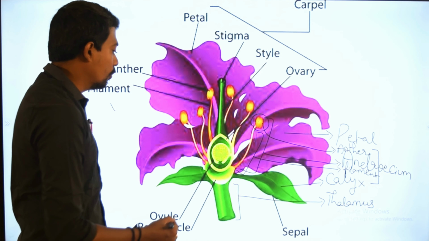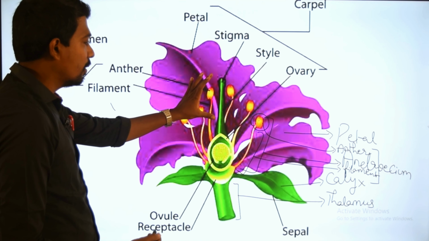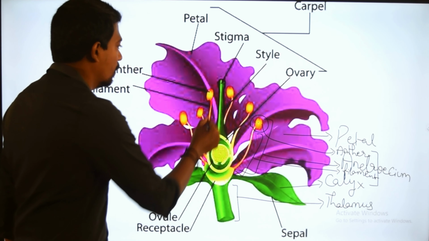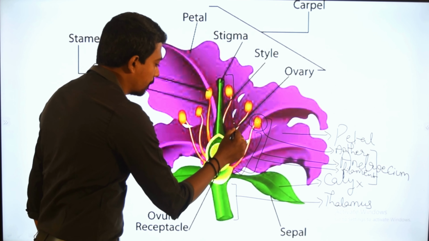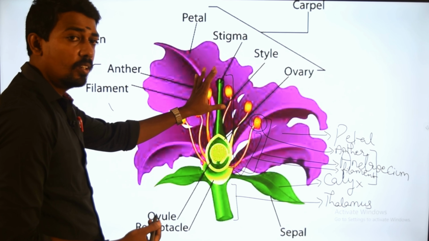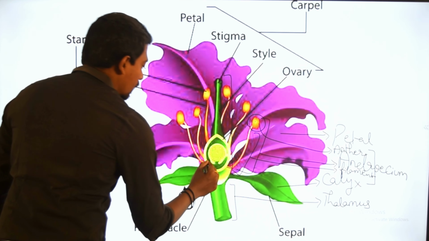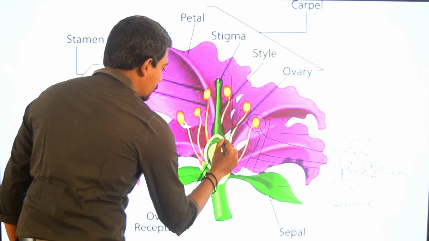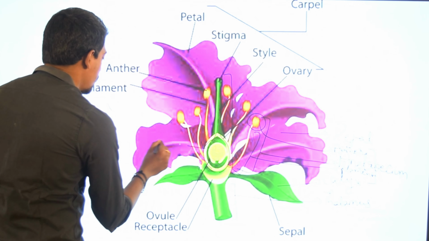Now the very important part that we are going to discuss last is the female component. This is the female component given in the color green in this picture. First, the basal part which has swollen up here is called the ovary.